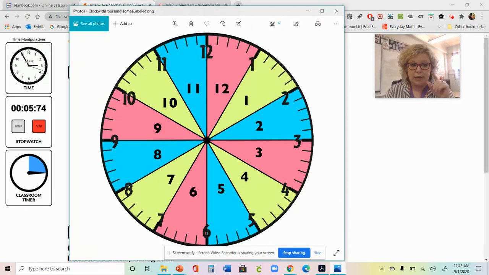Let's take a look at this clock that you see now. This clock is divided up into 12 different sections. Every hour has its own home, okay? So just like you have your own house that you live in, and inside of that house, you have your own space, okay? You have your own bedroom, or maybe you have your own playroom. Every single hour on the clock has its very own space, its own room.